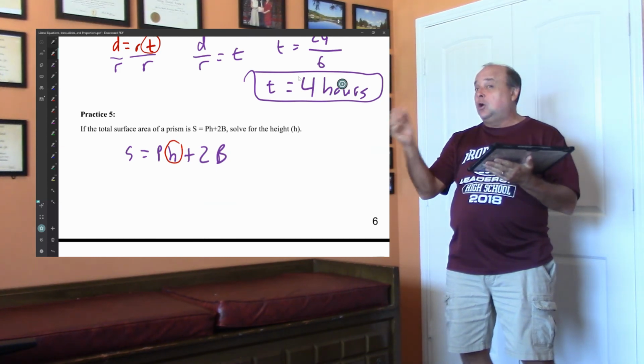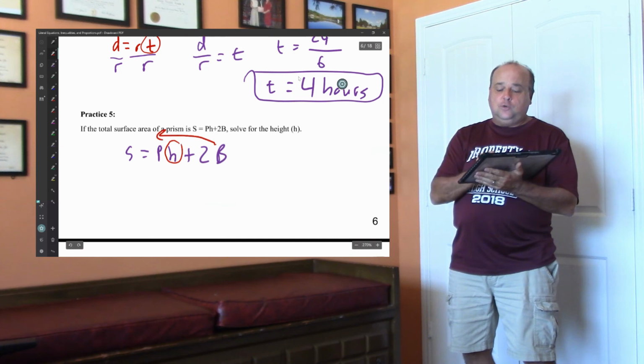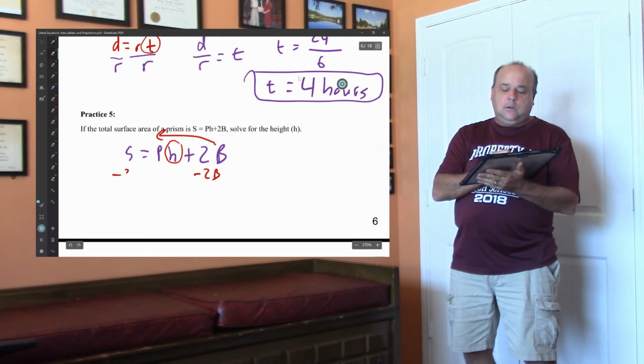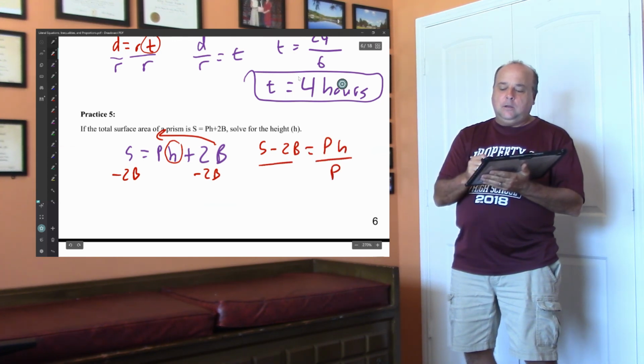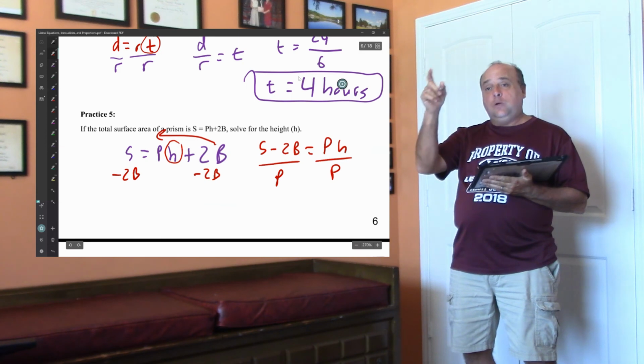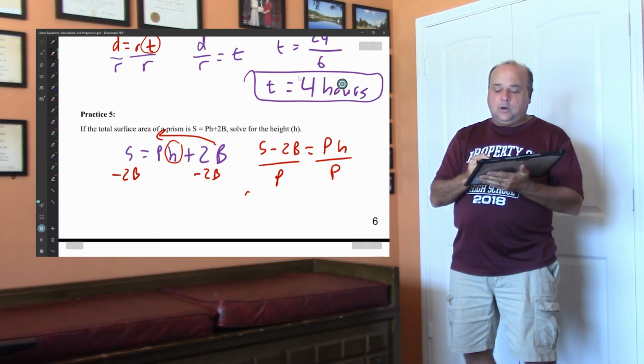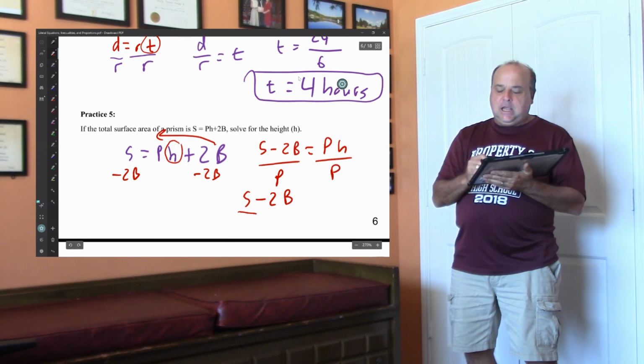This should kind of start clicking. So we're going to take the 2b and move it across. So we're going to get s minus 2b equals ph, and then we're going to divide by p, aren't we? And notice the p went from the numerator into the denominator. So the surface area minus 2 times the area of the bases, divided by the perimeter, equals the height.